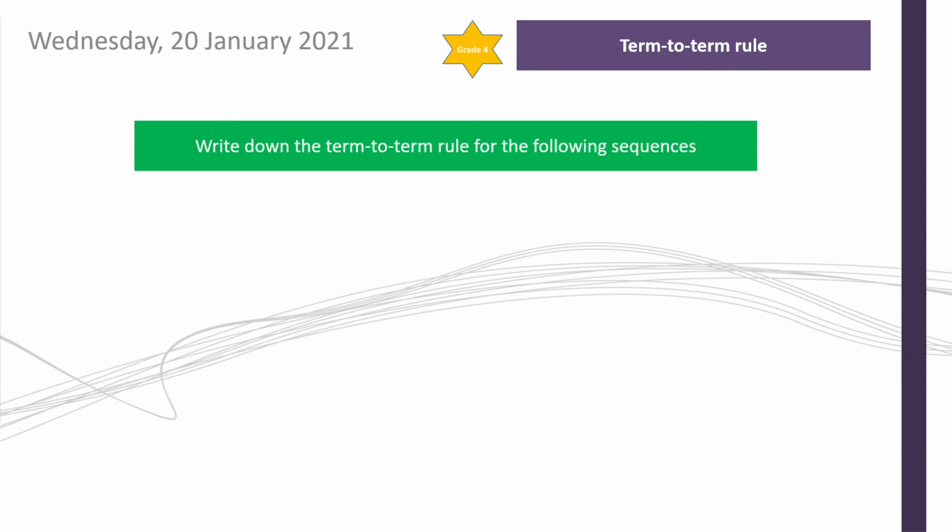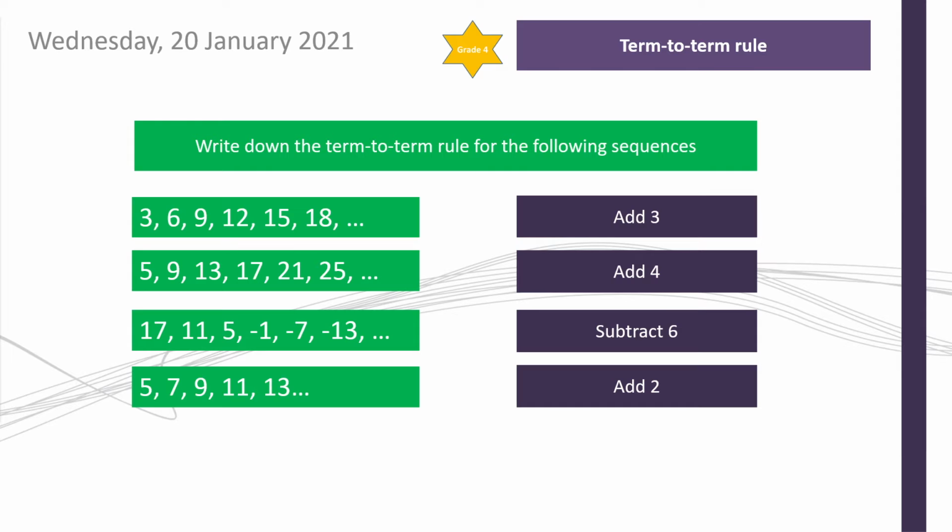Please write down the examples of the term-to-term rules for the given sequences. Pause the video and resume when you are done.